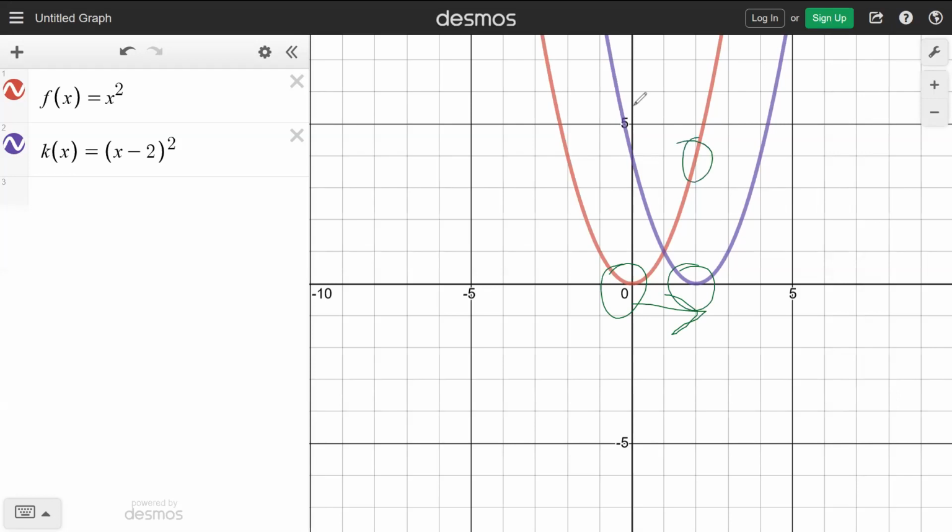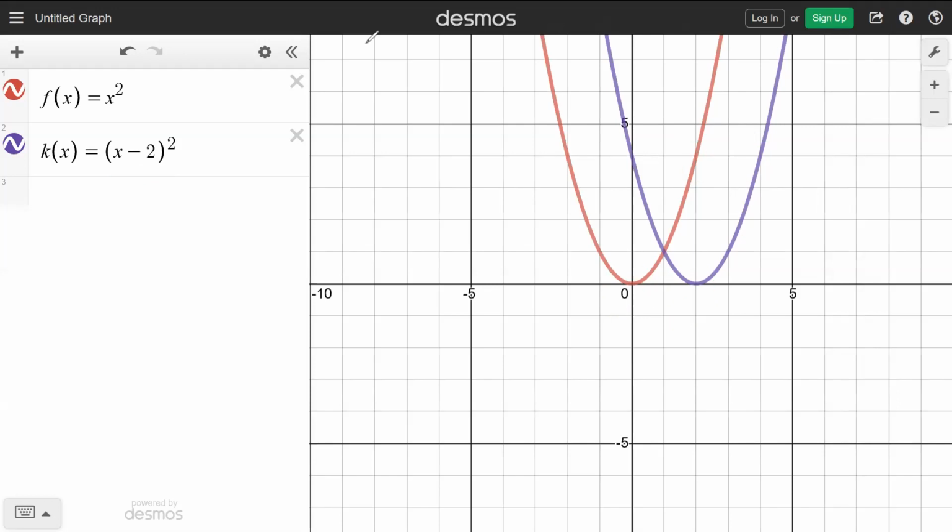Similarly, if we look at this point here, this 2, 4, notice that it moved over 2 units to here. Interesting. It's also interesting that it moved to the right, in the more positive direction, even though there's a minus 2 here. That's interesting, right?